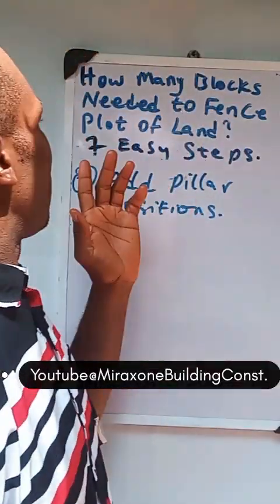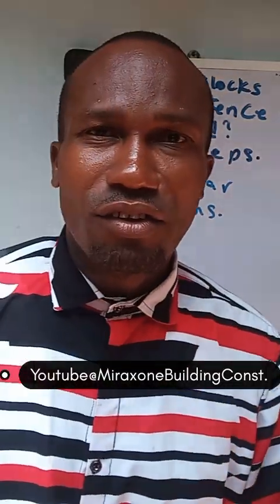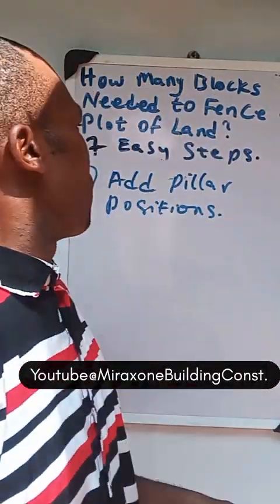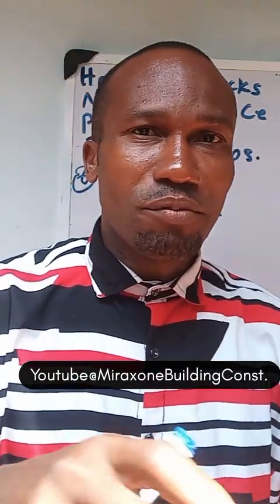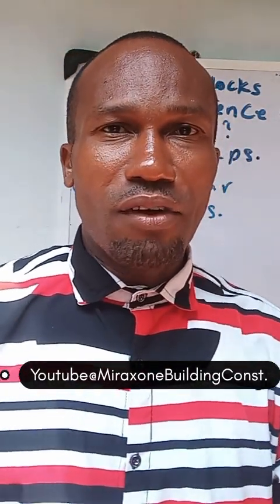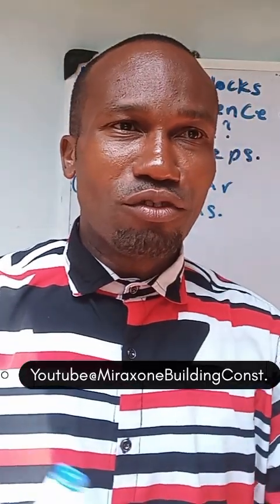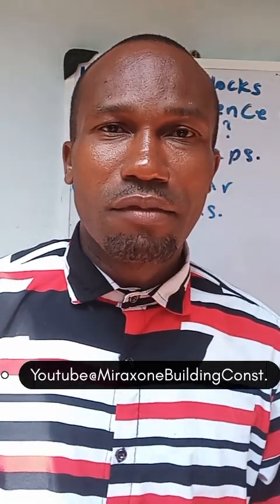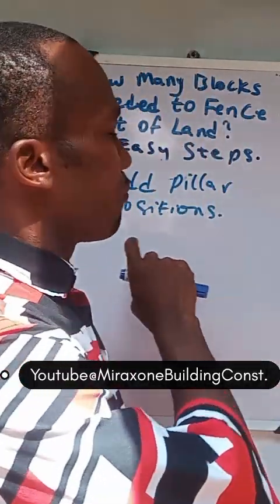We have 6. You have to add the pillar position. Okay, the positions of the pillar columns. You have to add them. Assuming you want to do block pillar, so you have to add the quantity of blocks you will use for those pillars. Do you understand me? How we arrive at the quantity of block that will be used for the pillar.